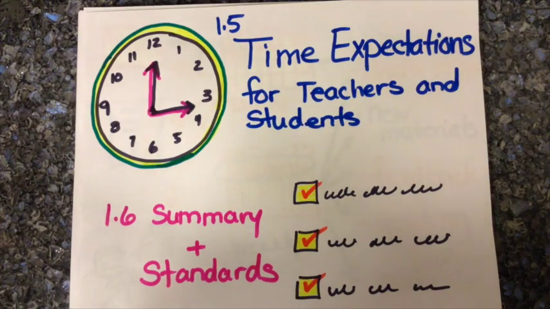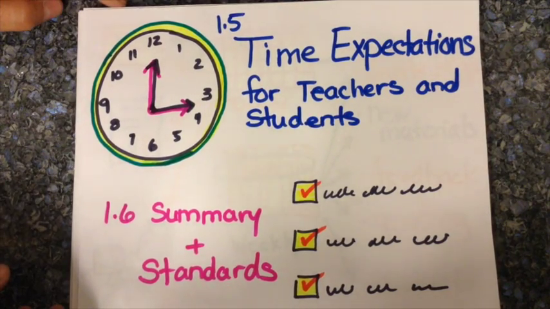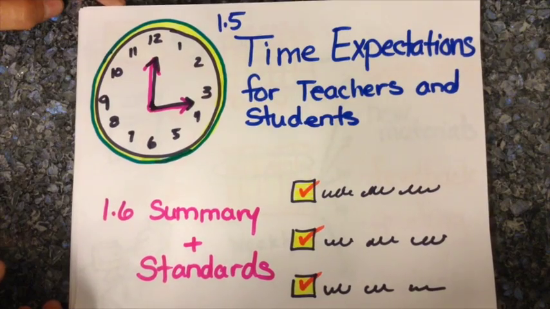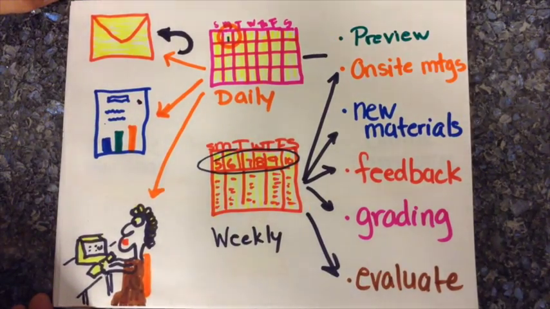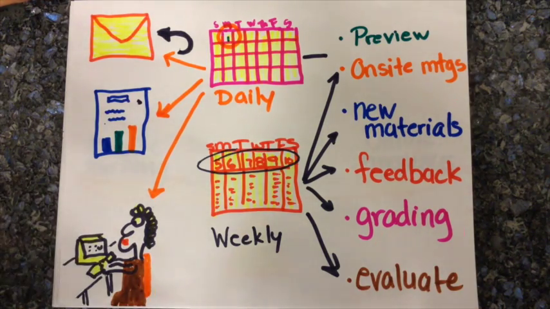1.5, Time Expectations for Teachers and Students, as well as Section 1.6, Summary and Standards. Teachers and students should plan to adapt their normal learning habits in order to succeed in a blended learning course. But this does not mean that you will be spending more time. It just means the allocation of your time will be different.